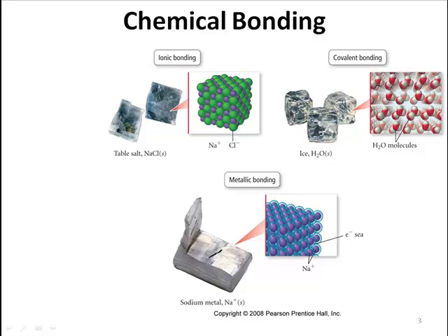Chemical bonding, we've learned all about electrons. We've learned all about how electrons are located in specific locations around the nucleus. Chemical bonding involves the electrons and their arrangement around the atoms and how they either cause attractions or repulsions between different atoms. The first type of bonding, general bonding, is called ionic bonding.